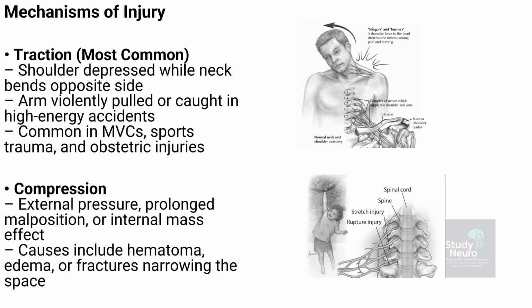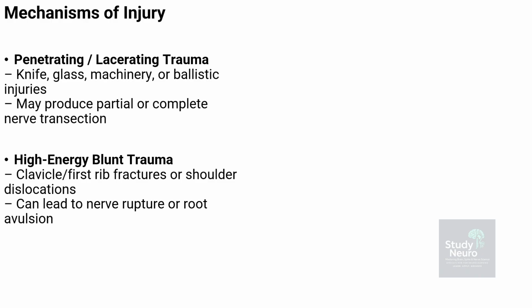Some injuries result from penetrating trauma, like knife wounds, glass, machinery, or even gunshots, which can partially or completely cut the nerves. Finally, high-energy blunt trauma, such as a fractured clavicle, first rib, or a shoulder dislocation, can directly rupture the nerves or even tear them from the spinal roots. Understanding these mechanisms helps clinicians predict the type and severity of the injury, which is essential for proper diagnosis and treatment.